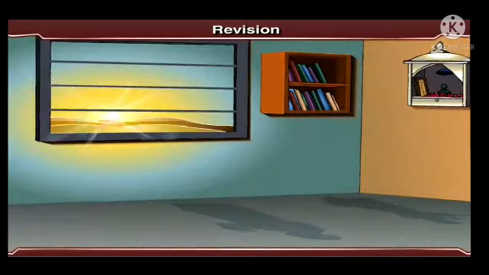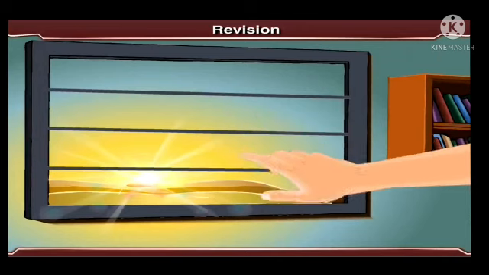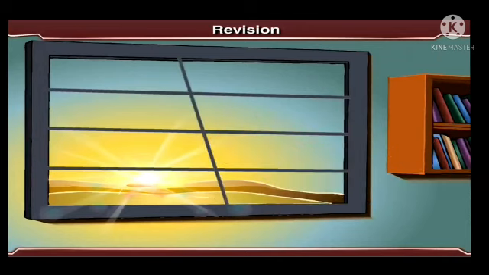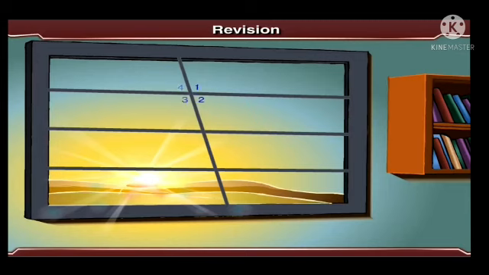Let us do an activity. Observe this window. The horizontal bars in the window are parallel lines. Place a stick here, on the horizontal bar. If the bars are parallel lines, the stick becomes the transversal. Can you identify how many angles are formed? Good. 12 angles are formed by the transversal on the parallel lines.